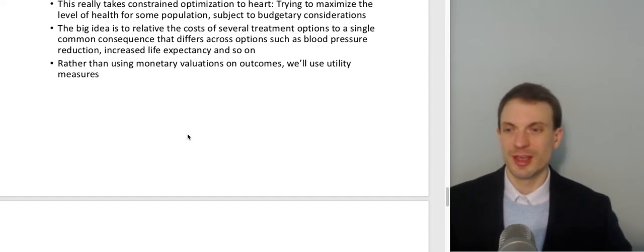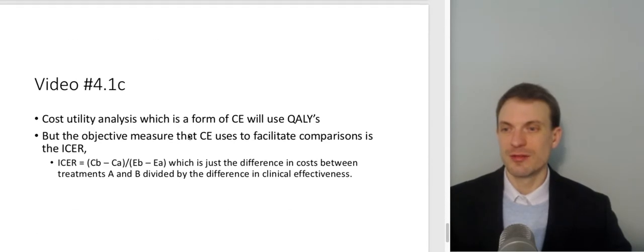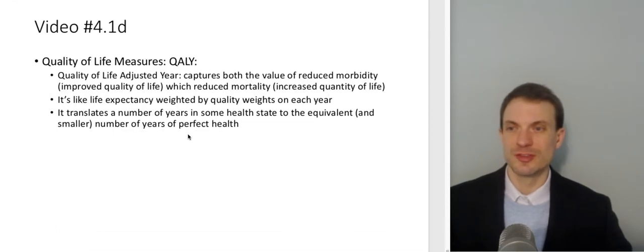So what does that look like? For utility measures, we might use QALYs, quality of life measures, the quality of life adjusted year. It's going to capture both the reduced morbidity and the improved quality of life, with also the reduced mortality and the increased quality of life.